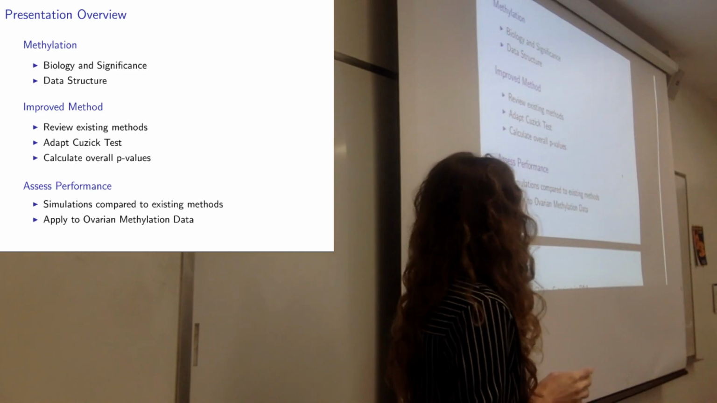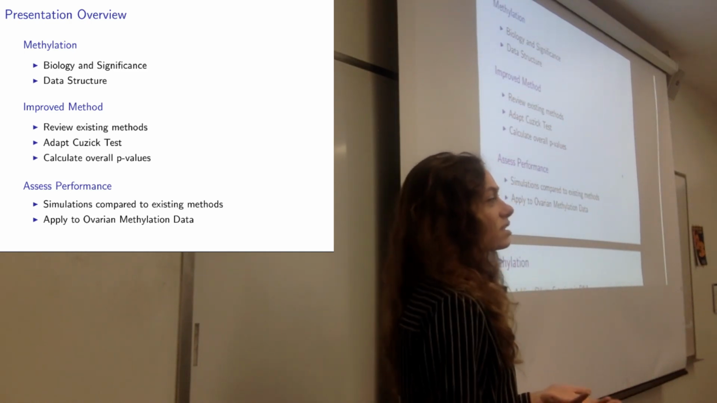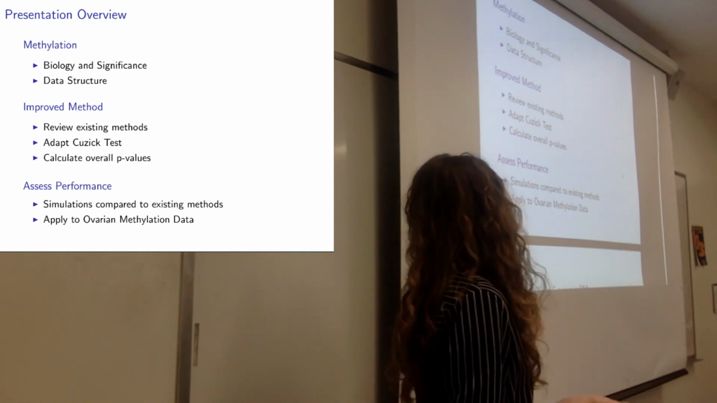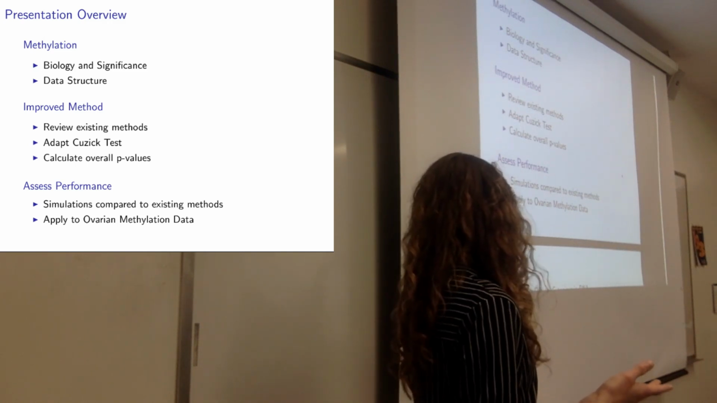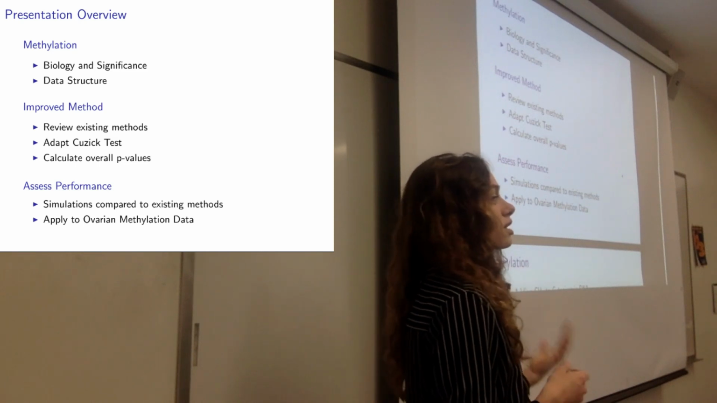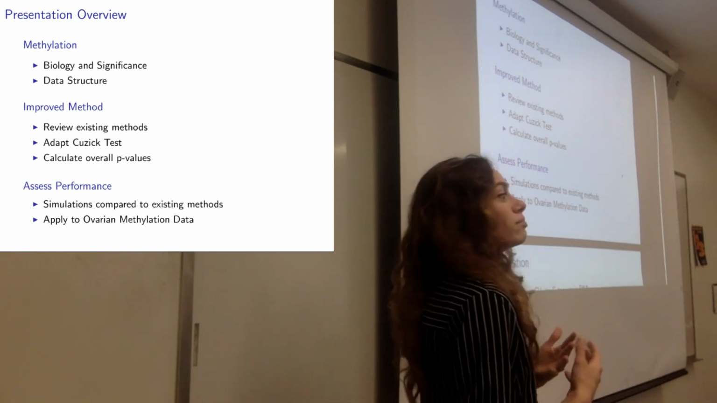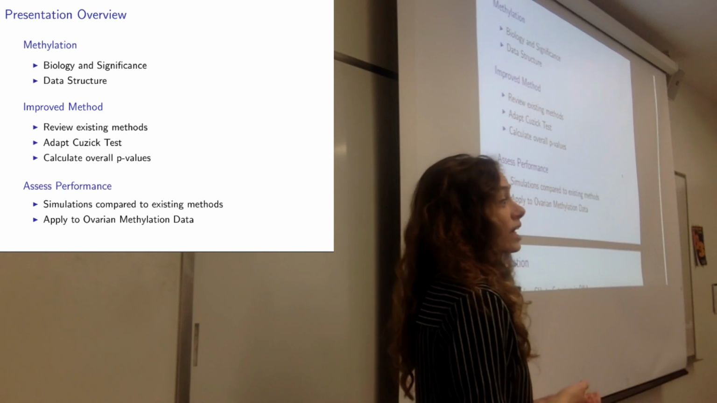So simulations, they compare this to the existing methods and show that this method is better. And then they're going to use a widely used methylation data from ovarian cancer from the UK. So this is an open access data, and people use it very frequently when they're looking at methylation loci.